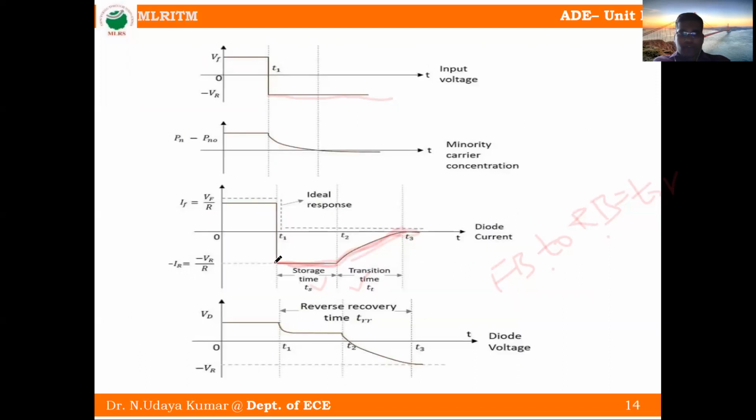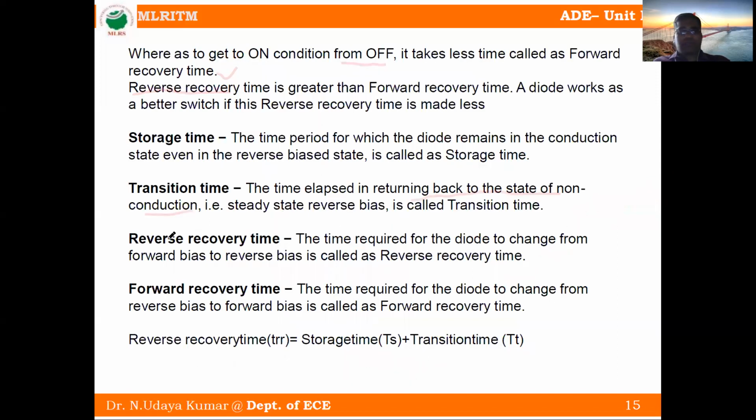See, now it is a conduction. It is going to non-conduction, means zero. This state we call transition time. Next one is reverse recovery time. The time required for the diode to change from forward bias to reverse bias is called reverse recovery time. Forward recovery time is the time required for the diode to change from reverse bias to forward bias.